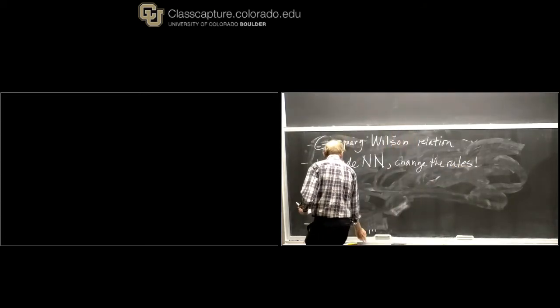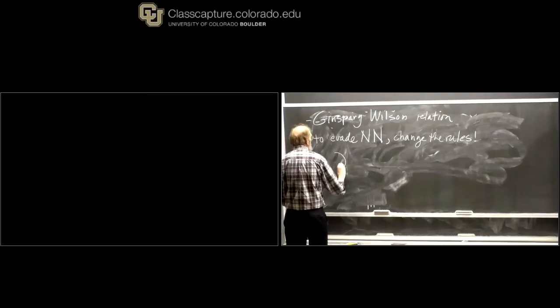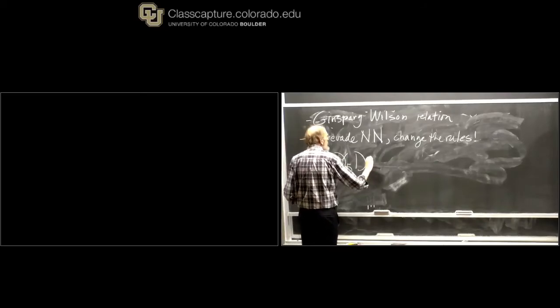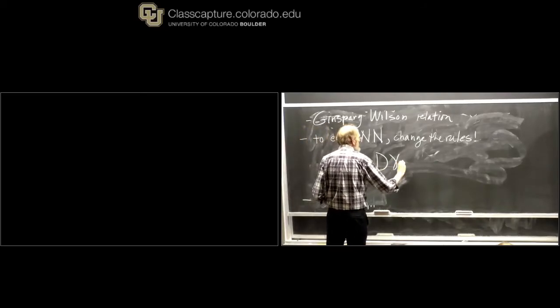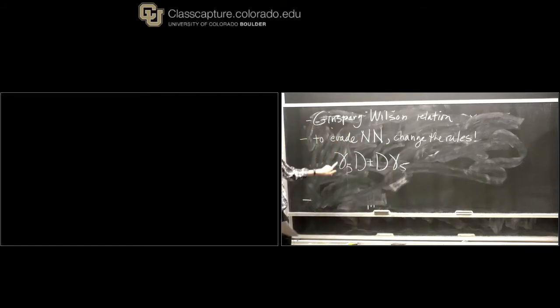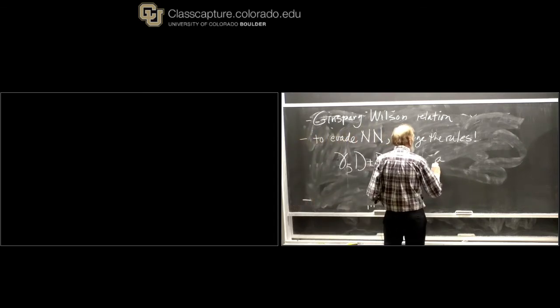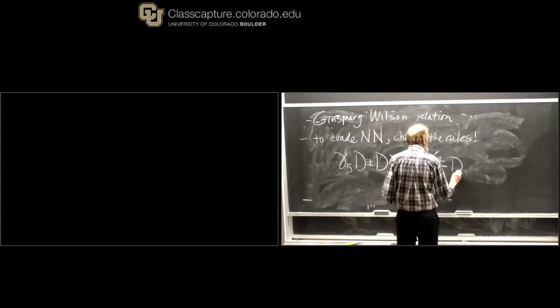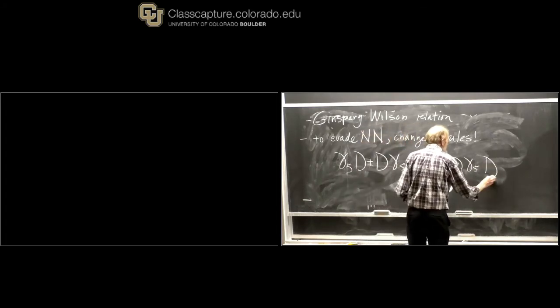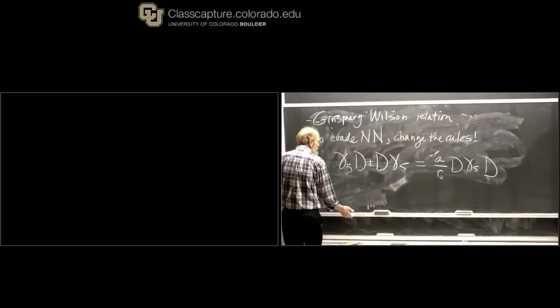So what is chirality? Gamma 5 D plus D gamma 5, the standard definition of chirality. What is this equal to for a chiral action? I need a continuum guinea pig. Gamma 5 and 0, yes. So the way that you evade it is you make this not equal to 0, but equal to something which is 0 as the lattice spacing goes to 0. This is the Ginsburg-Wilson relation.